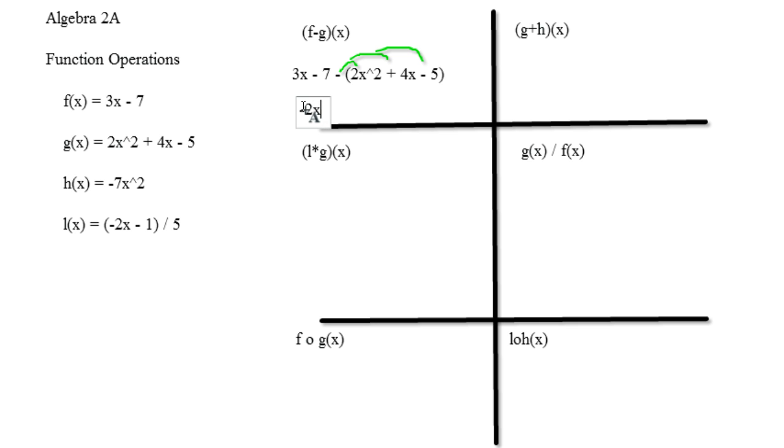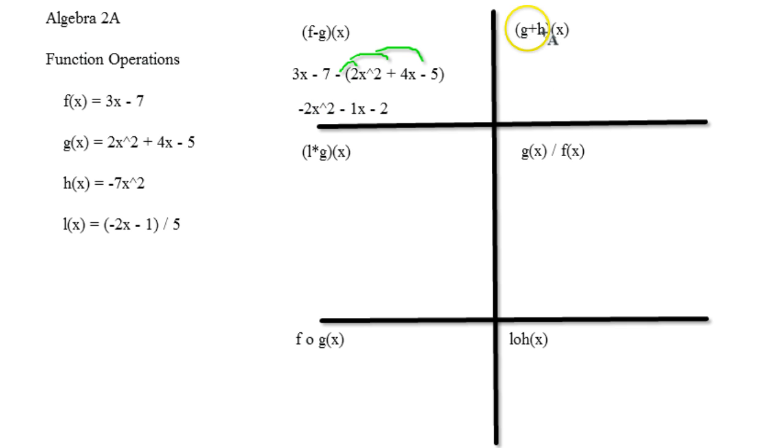So this becomes negative 2x squared. Then we have the 3x minus 4x, which would be negative 1x. You can write out negative 1x if you want. And then we got negative 7. The negative times the negative becomes 5, so it's negative 7 plus 5, which would be minus 2. And voila, you have it written out in standard form, all set and ready.